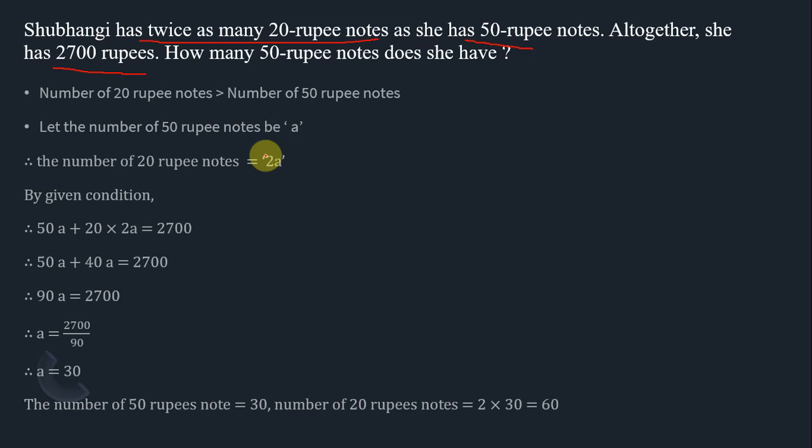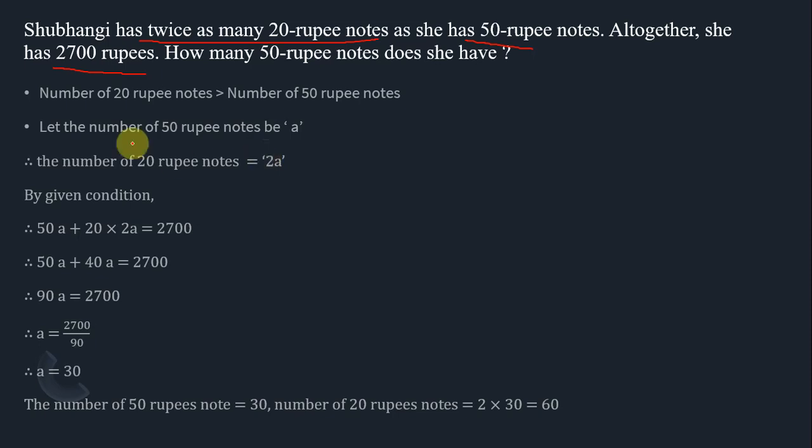If one note of 50 rupees is there, how many rupees do you get? 50 rupees. If there are 2 notes of 50, you will get 100 rupees. If there are 3 notes of 50, you will get 150 rupees. If there are A notes of 50, you will get 50A rupees. Same way for 20. One note of 20 rupees is 20 rupees. 5 notes of 20 rupees is 100. 20 notes of 20 rupees is 20 multiplied by 20, that is 400. Now if 2A notes of 20 rupees are there, you will get 40A rupees.